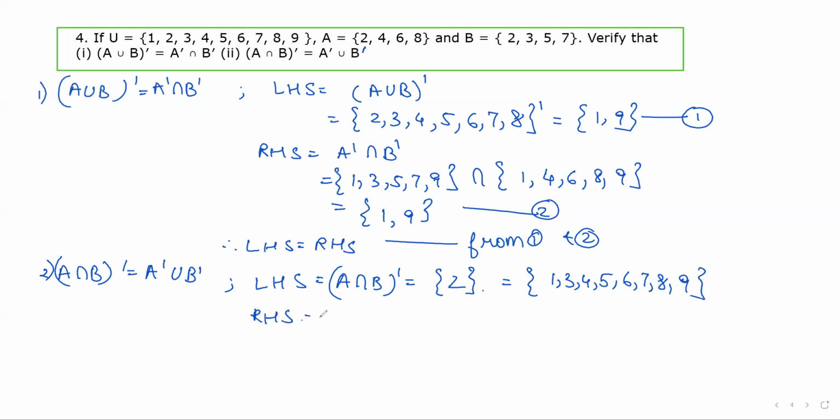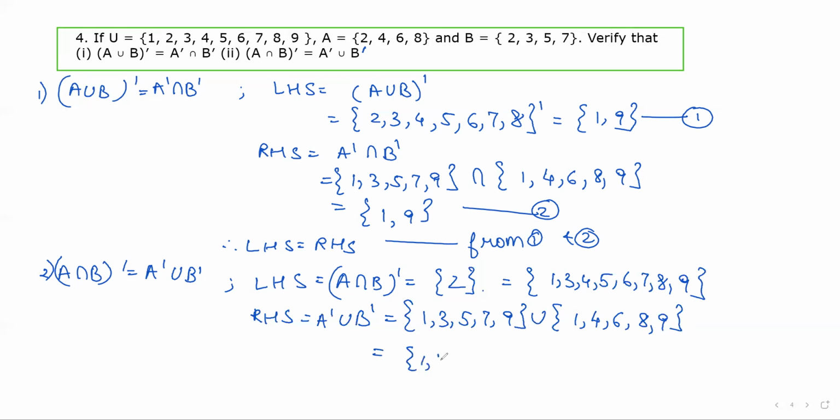RHS is equal to A complement union B complement. Already calculated these complements. You can just rewrite them over here. 1, 3, 5, 7, 9 united with 1, 4, 6, 8, 9. This will be 1, 3, 4, 5, 6, 7, 8, and 9. So from these two equations, we can say that your LHS equals RHS.